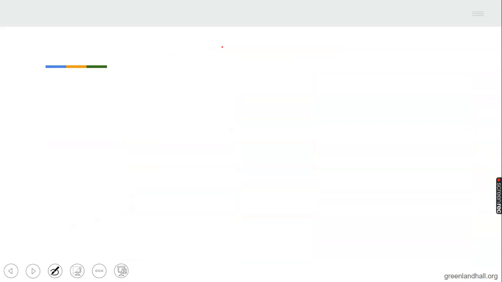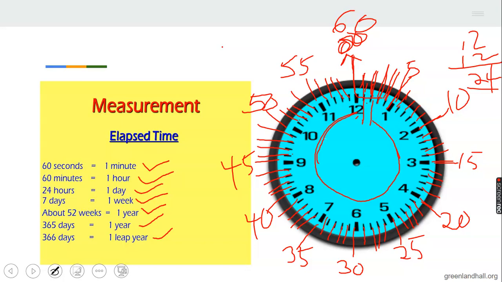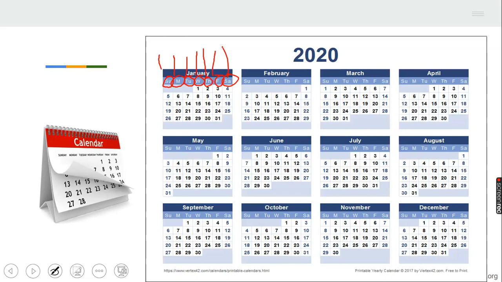Okay, so after 7 days make one week, then we have 52 weeks make one year. Before I go to 52 weeks make one year, take note that as 7 days make one week, then we have 4 weeks in a month. Take a look at it. Sometimes it's more than 4 weeks, maybe by 2 days or 3 days or maybe one day. Okay, just take a look.